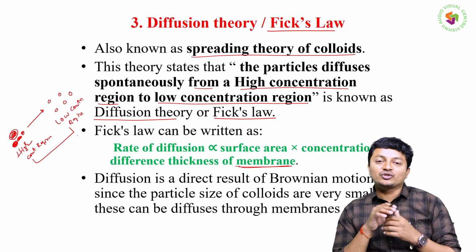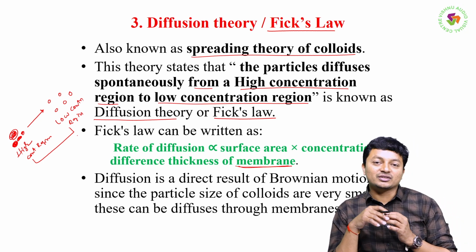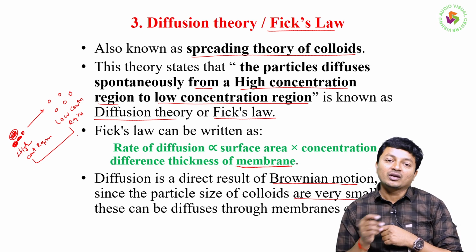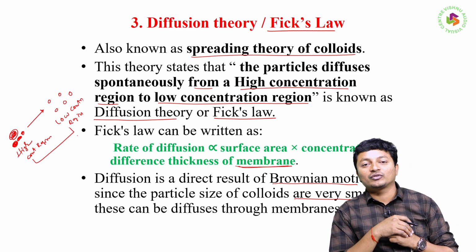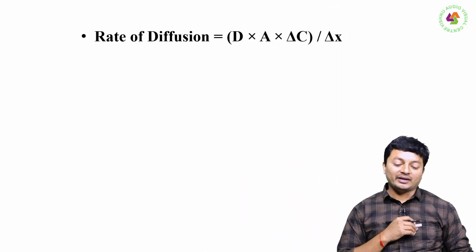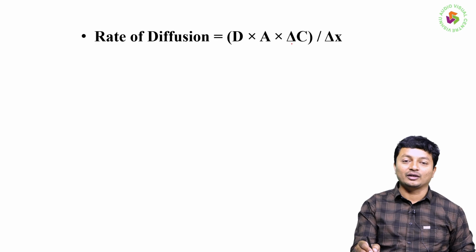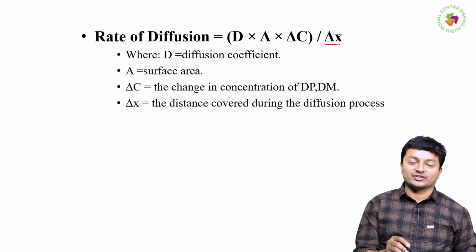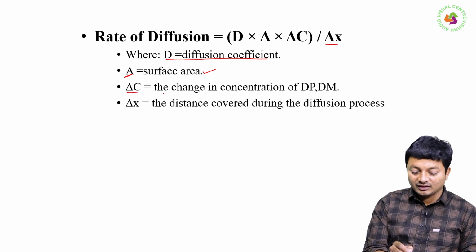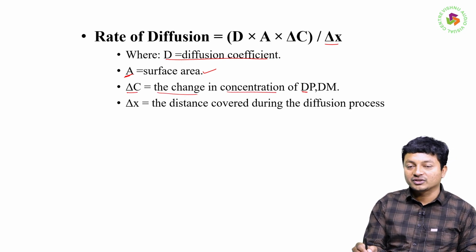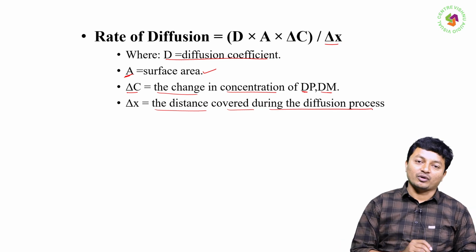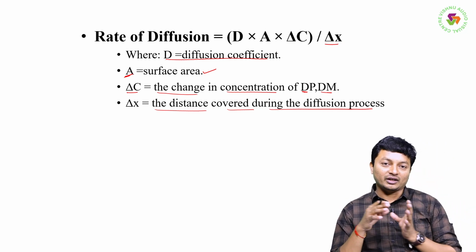For this diffusion to happen properly, they can follow Brownian motion, because the size of the particles is very small. When we have very small particles, they can cross the permeable membrane easily from high concentration to low concentration region. Rate of diffusion can be written as D A delta C divided by delta X, where D stands for diffusion coefficient, A stands for surface area, delta C indicates the change in concentration of dispersion phase and dispersion medium, and delta X indicates the distance covered during the diffusion process. That means how far the distance has been covered during the diffusion process.